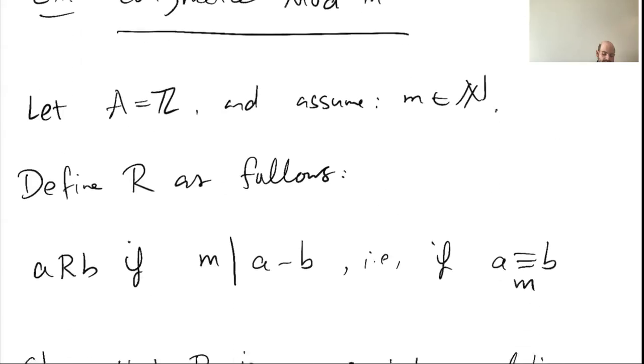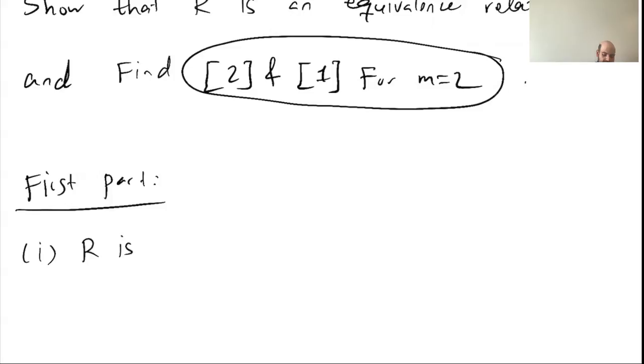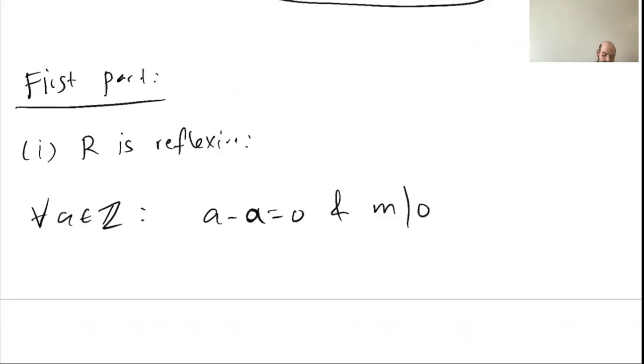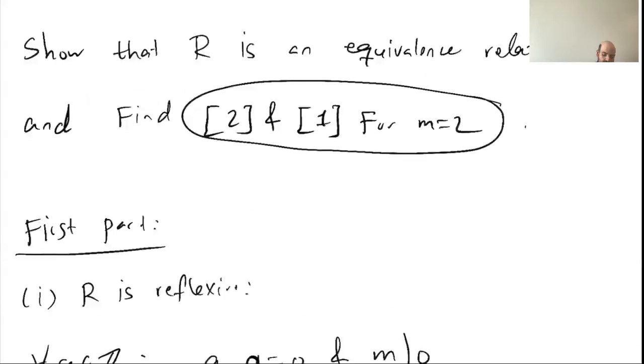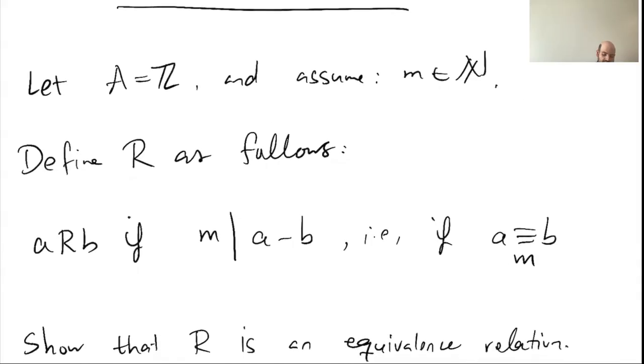So that R is an equivalence relation is easy to prove. So again, first part, R is reflexive. Why is it reflexive? We have to show that. So for every A in Z, A minus A is 0, and M divides 0. So that means A is in relation with A itself, right? Because if M divides A minus B, then we can say that A and B are in relation.